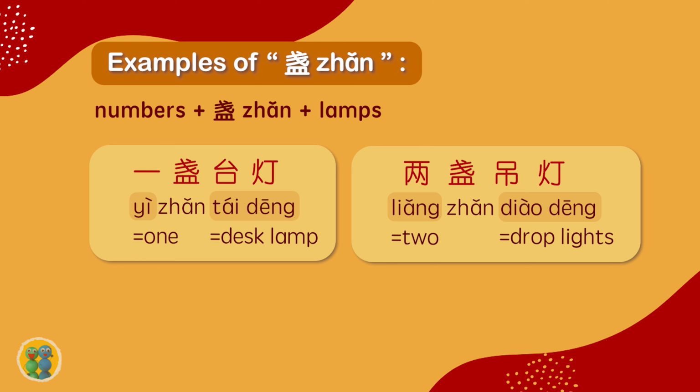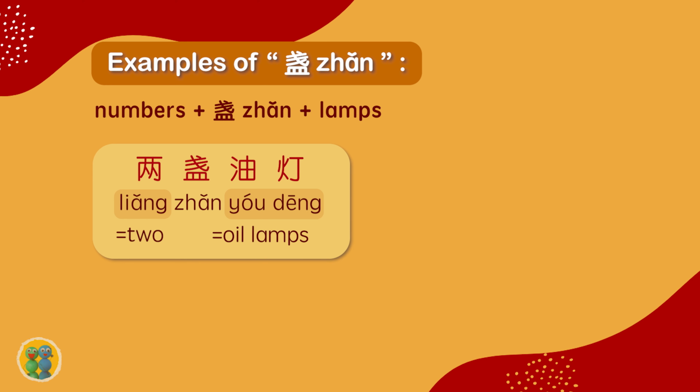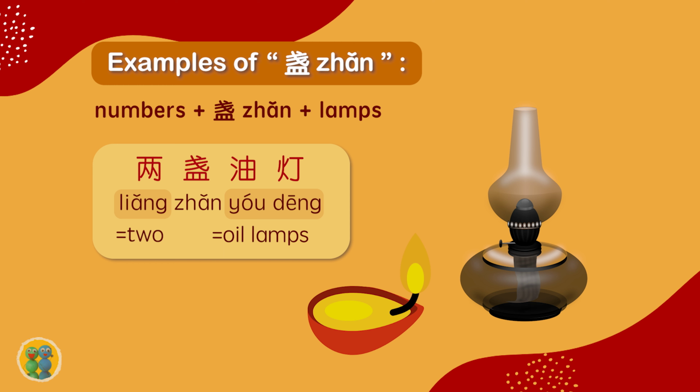Examples of 盏: 一盏台灯, 一盏 means one. 台灯 means desk lamp. 两盏吊灯, 两盏 means two. 吊灯 means drop lights. 两盏油灯, 两盏 means two. 油灯 means oil lamps.